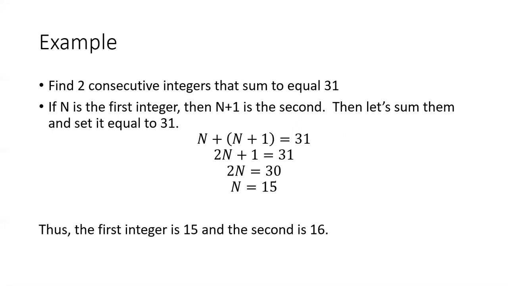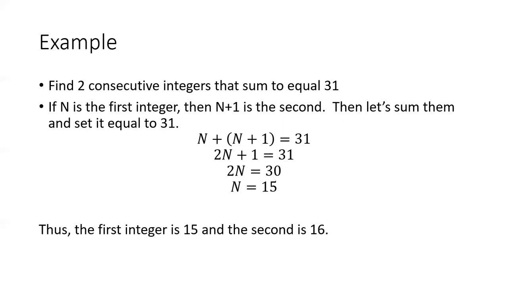Since they're one apart from each other, if n is the first integer, then how would you say the second? n plus 1. Just one more. Then sum them. Pretty straightforward. So n plus (n plus 1) equals 31. Since we're just adding, the parentheses don't matter. And n plus n, you have one n, you add another n, you have two n's. So 2n plus 1 equals 31.